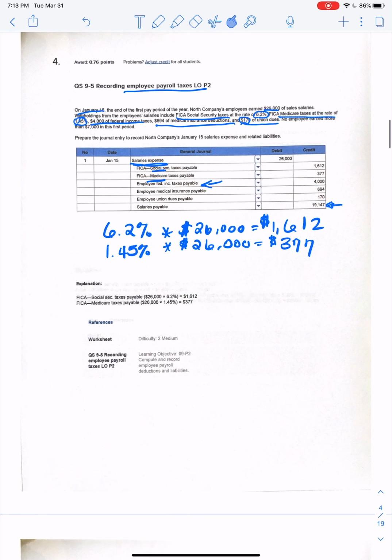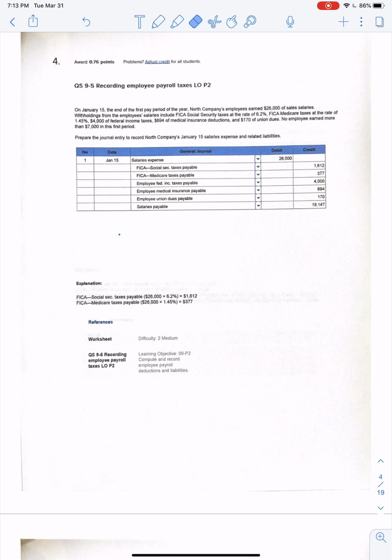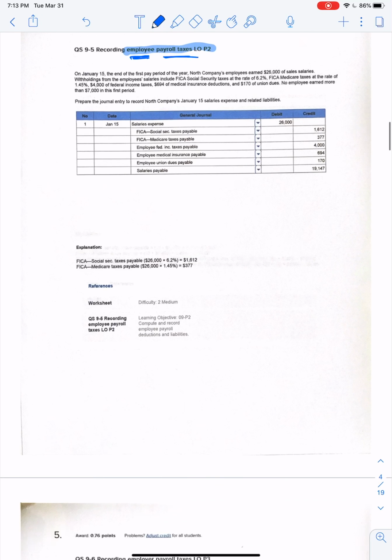So now with number 4, what we're going to look at is how do we handle employee payroll taxes. Up to this point, we've pretty much said we just pay our employees, and we've pretty much ignored how payroll taxes work. But now we're going to see why the cost of paying an employee is more than just the wages that they make.